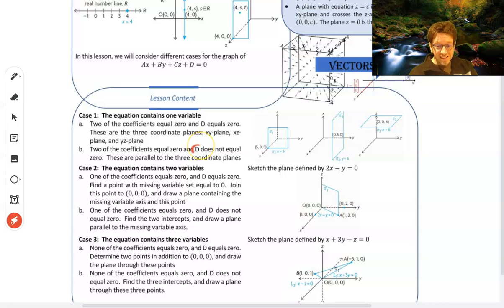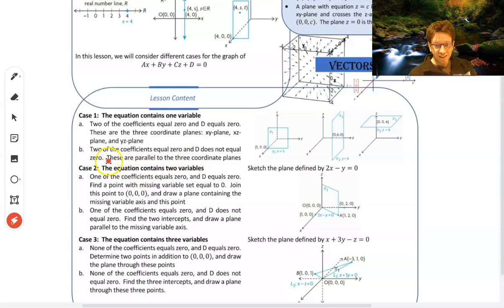Now, if D wasn't 0, then you might have the equation, for example, x equals 5. So these two variables are still 0. We'll put the D on the other side of the equation. It makes it easier to work with in this lesson. So x equals 5. So how are you going to graph that?